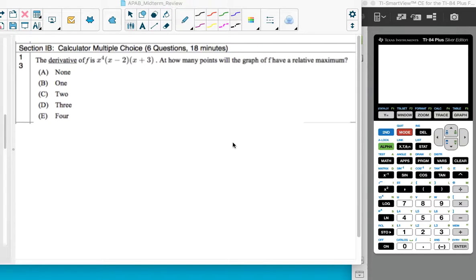All right, this is AP AB Calculus. We are doing the midterm review, and this is multiple choice number 13, which is the first of the calculator problems. Now, admittedly, this is one that you can do pretty easily without a calculator too.